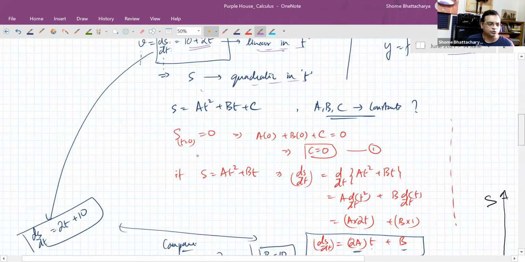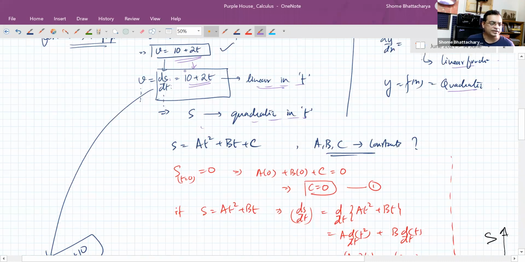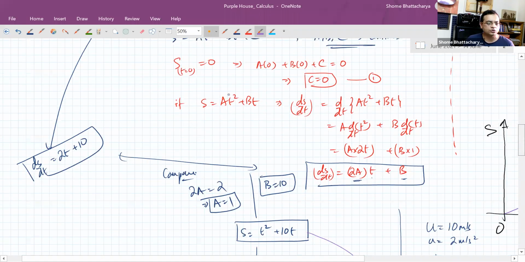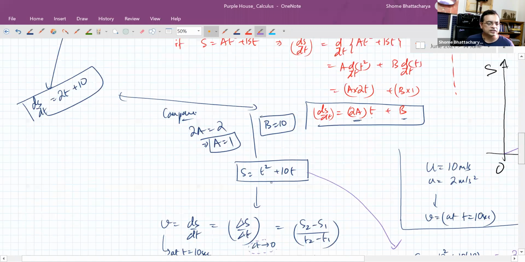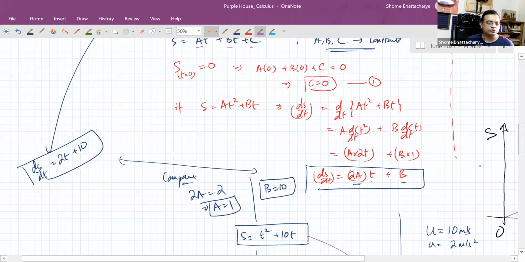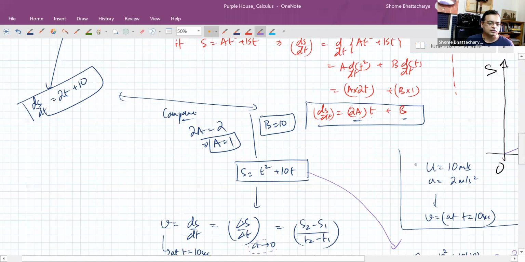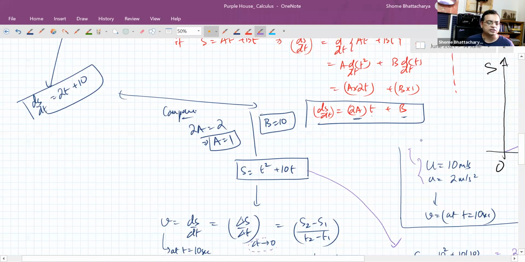Using that logic, I can now find s as a function of time. Assuming s is some kind of quadratic function and comparing it with the given equation, we find the unknown values of all these coefficients a, b, and c. We see that we get s as a function of time as t square plus 10t, which is exactly what we would have got if we had used the direct formula s equal to ut plus half at square, that is, 10t plus half into 2 into t square. So again, that formula actually comes from this logic only.